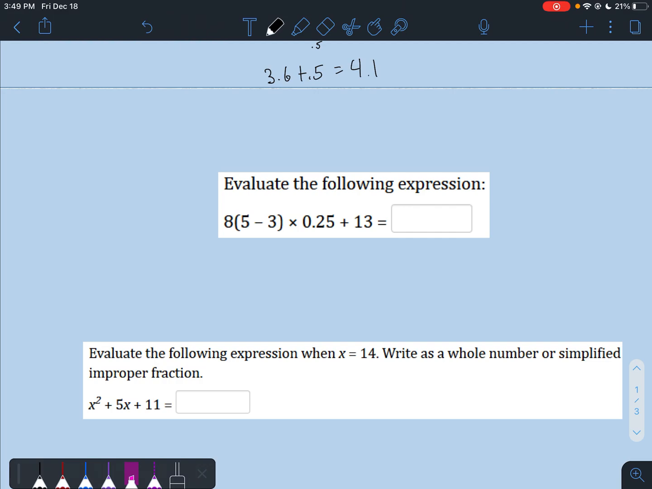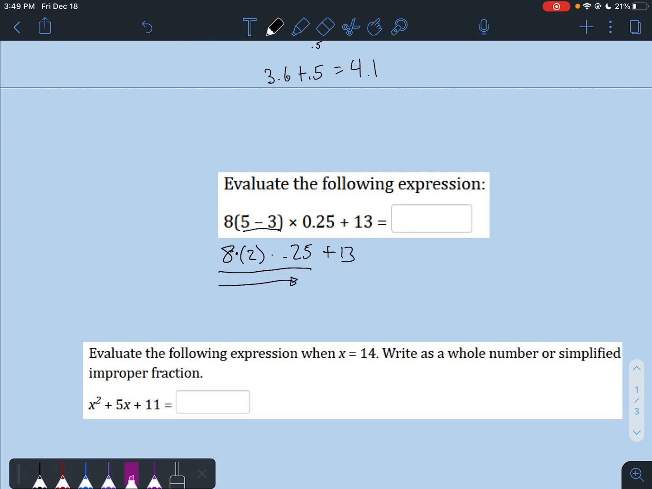Evaluate the following expression. So we're looking at this. We see parentheses. First thing we want to do is those parentheses. So 5 minus 3 is going to be 2. So it's going to be 8 times 2 times 0.25. Now this is all multiplication.